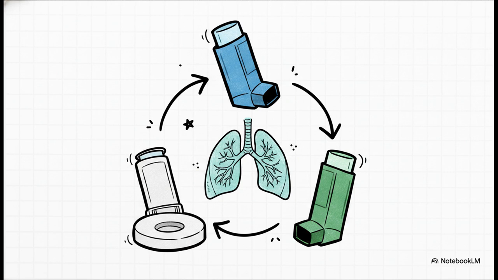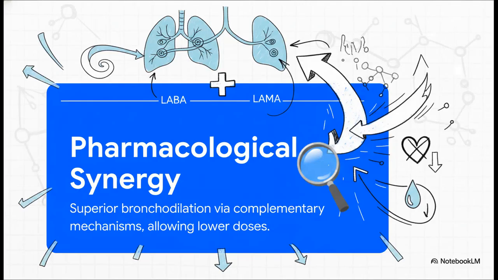Now sure, using just one of these can improve airway caliber, but in clinical practice, we're usually deploying them in synergistic combinations to get far superior results. And that brings us to a concept examiners absolutely love: pharmacological synergy. This is where medical math gets fun, and 1 + 1 actually equals 3. Combining a LABA and a LAMA works exponentially better than using either drug on its own.